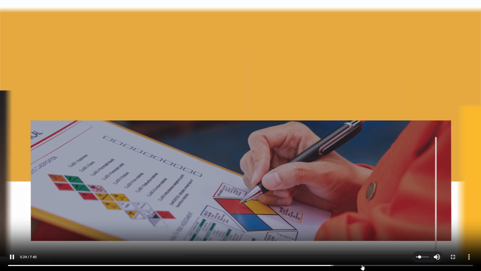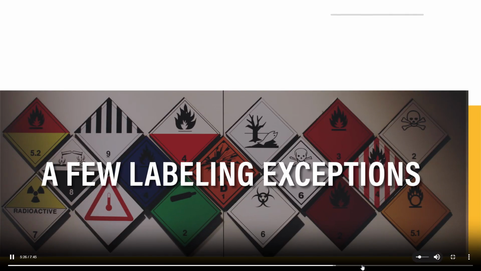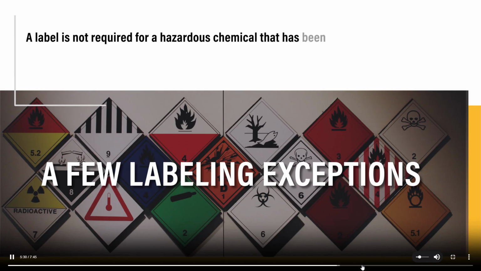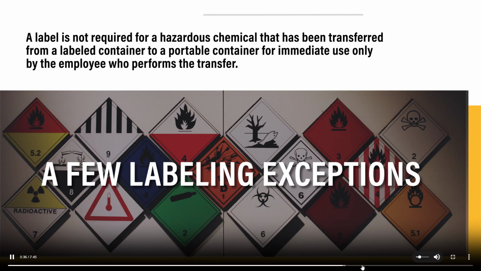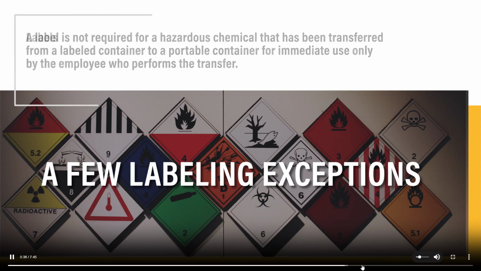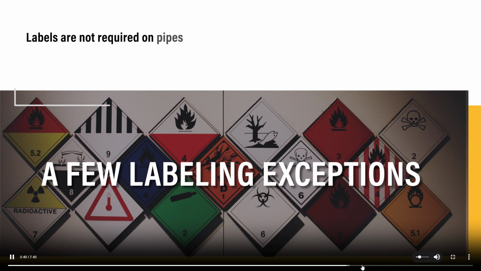There are two exceptions to labeling. Number 1. A label is not required for a hazardous chemical that has been transferred from a labeled container to a portable container for immediate use only by the employee who performs the transfer. Number 2. Labels are not required on pipes or piping systems.